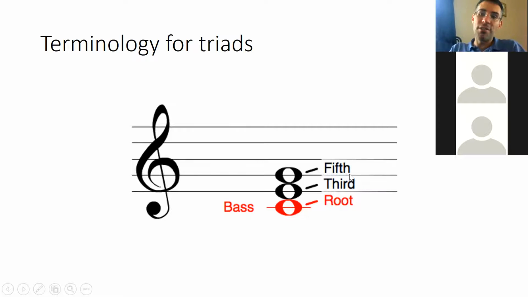If we think again to that flower and the stem and the roots, the root is called the root, the stem is called the third, and the flower is called the fifth. We sometimes call the root the base, but you'll see why we don't always call the root the base a little bit later.